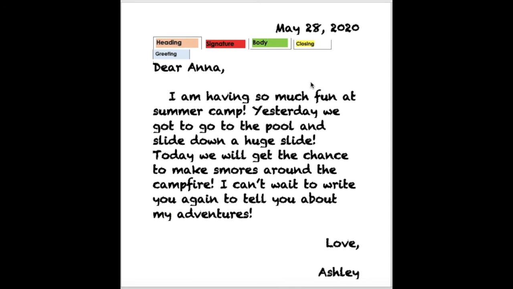All right, Kipsters, let's take a look at this friendly letter that one friend, Ashley, wrote to her friend Anna. Now, up here at the top, we have the 5 parts, and I'm going to need your help trying to figure out where each word should go. So we have heading, signature, body, closing, and greeting. All right, first I'm going to read the letter. Right here it says May 28th, 2020. I think that's today's date.